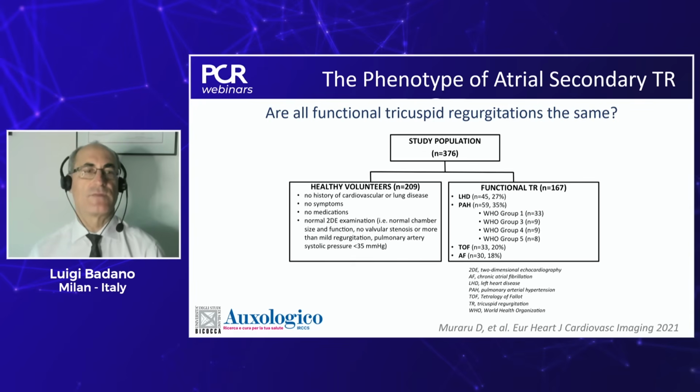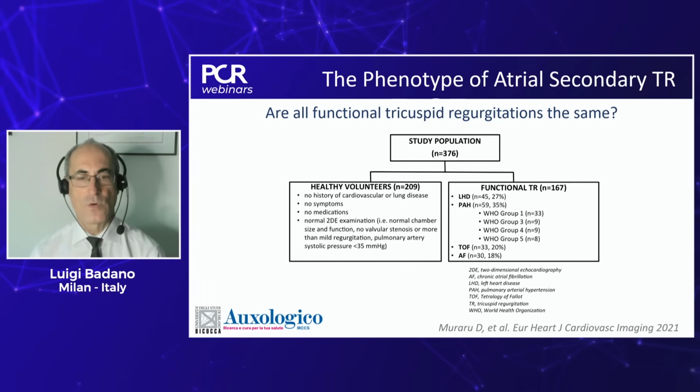Let me start from the very beginning. We all have grown up in medical school with the concept that secondary tricuspid regurgitation is a disease of the right ventricle, and that the dysfunction and the remodeling of the right ventricle is the main driver for the enlargement of the tricuspid annulus and the onset of secondary tricuspid regurgitation.